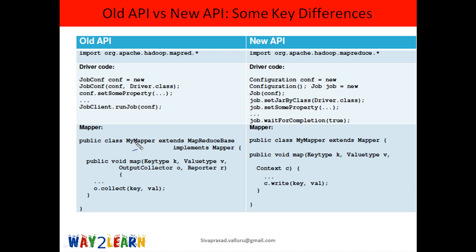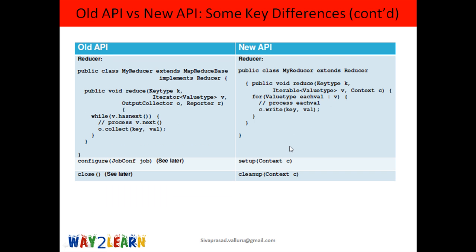And coming to mapper code, in the old API, your mapper should extend MapReduceBase and implement Mapper. But these classes belong to which package? The mapred package. In the new API, my mapper just extends Mapper. Mapper is a class belonging to this package. And see the map method also, it takes key type, value type and context. Whereas the old method takes key type, value type, output collector and reporter. We'll see the code next.